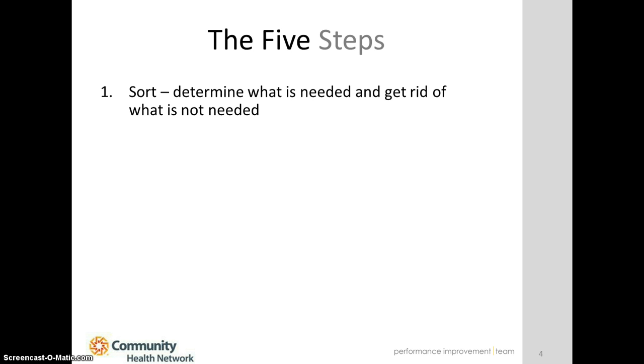So how does one go about 5Sing an area? It is a 5-step practice in which the individual starts by sorting the area. In this phase, it's determined what is necessary in the area. Everything that is unnecessary is removed from the area. A common phrase used in this step is, when in doubt, throw it out.